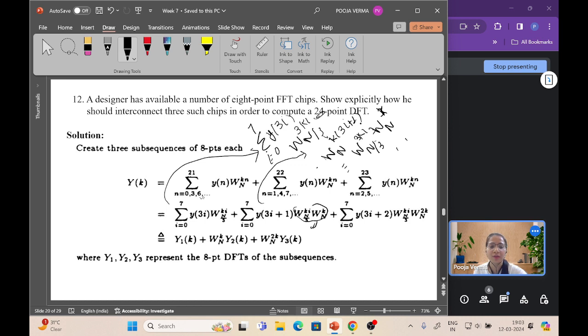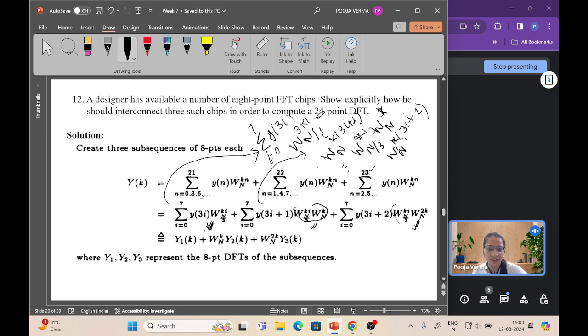And similarly, for the other 8 point FFT, i varies 0 to 7, 3i plus 2, right? This can be written like this. Similarly, we will also get W_n^{k(3i+2)}. If we multiply this, then we will get this part, and already we know that this is even, similarly we have divided into the even and odd sequence.